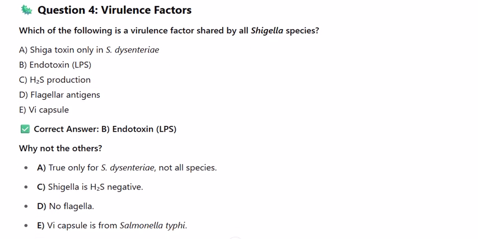Endotoxin, LPS. Why not the others? A. True only for S. dysenteriae, not all species. C. Shigella is H2S negative. D. No flagella. E. Vi capsule is from Salmonella typhi.